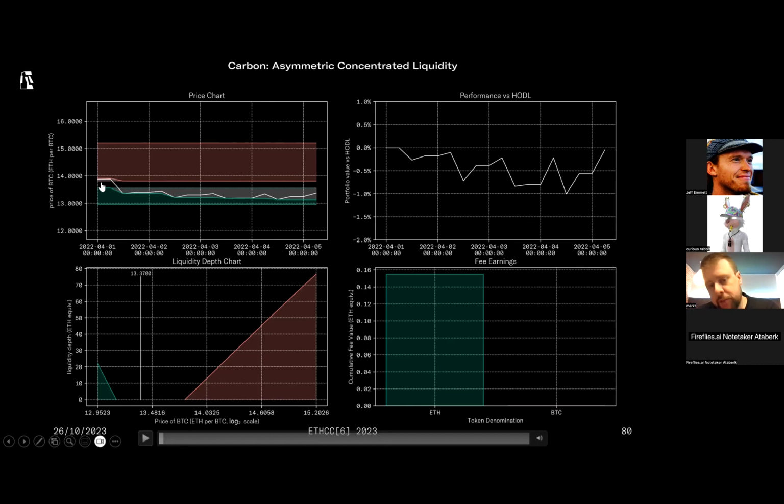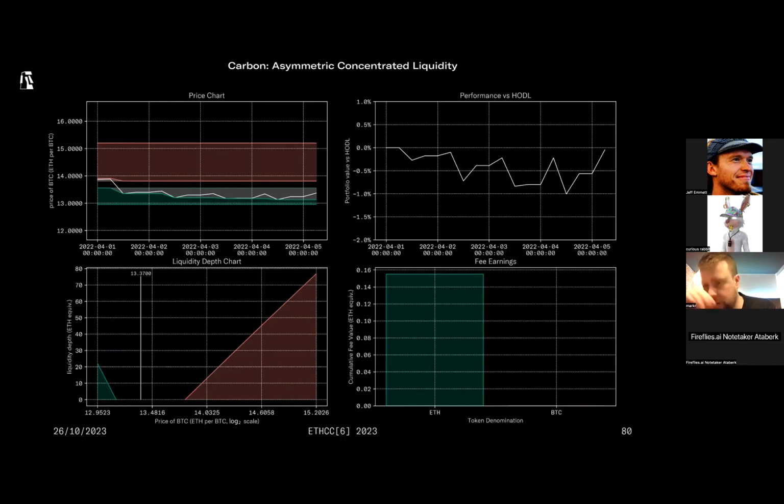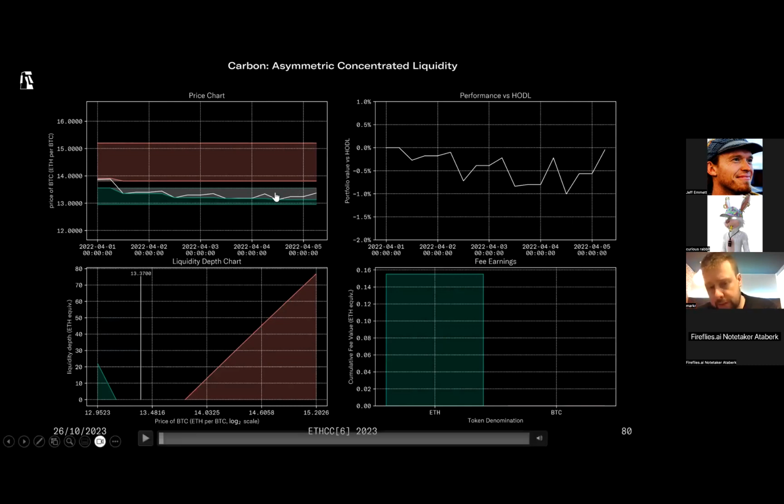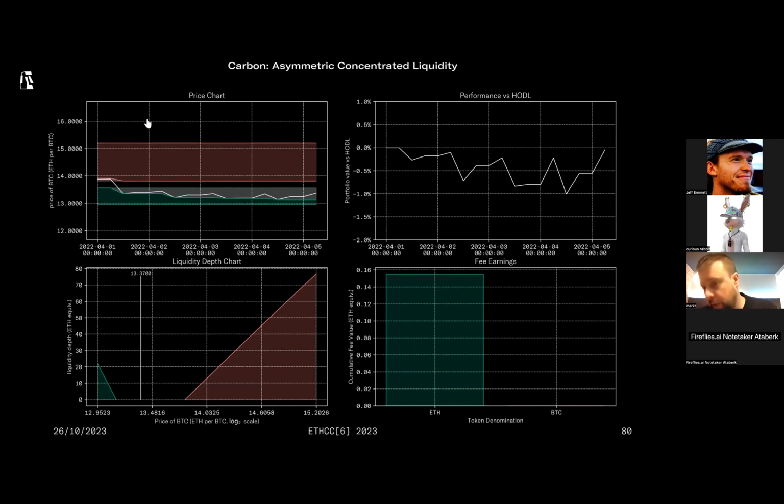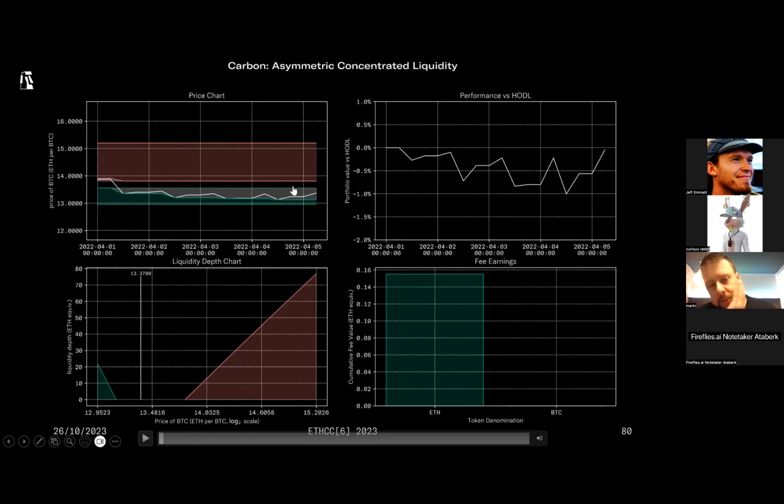So first thing to note here, and I've paused it, is that as the price of Bitcoin is coming down through this range, we're depleting our ETH liquidity. And again, nothing too shocking there. This is, I guess, a property that Carbon shares with something like Uniswap V3, for example. But the bids are not coming down to meet the market price.